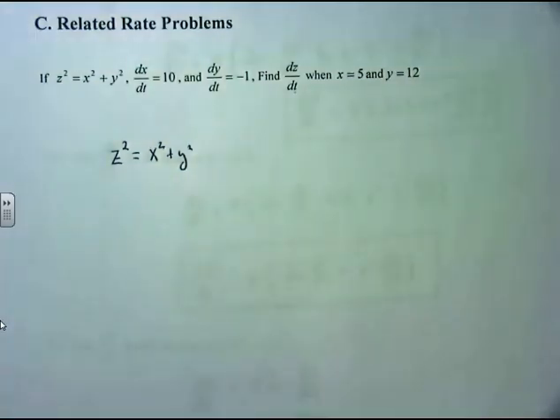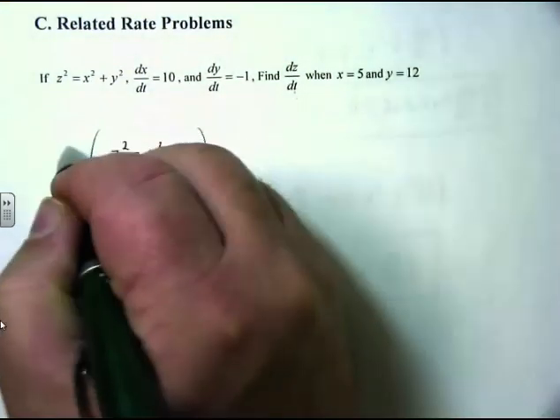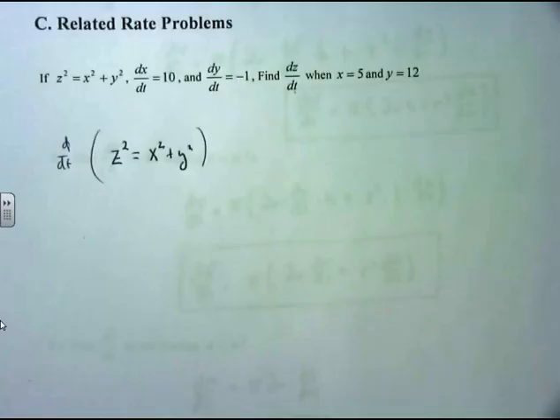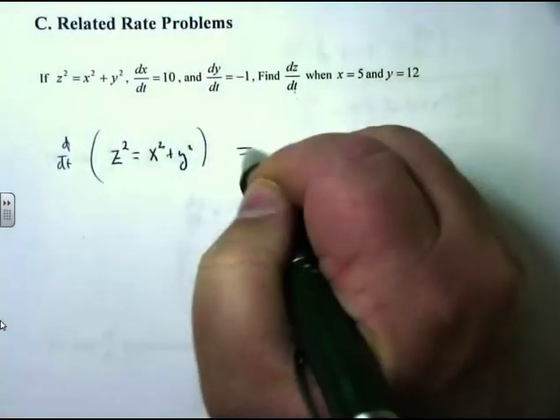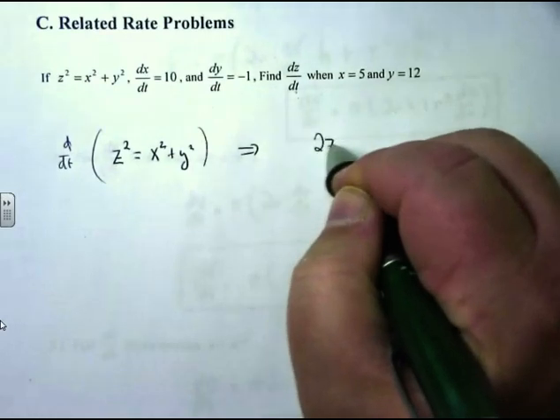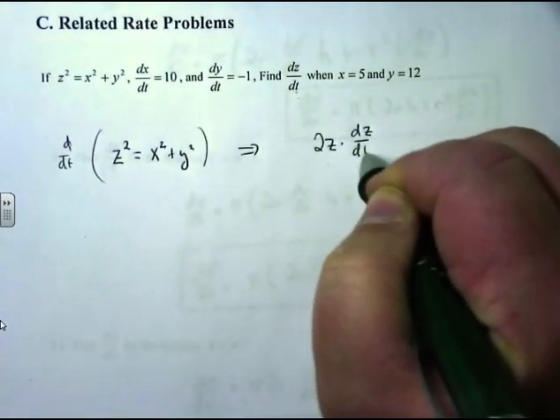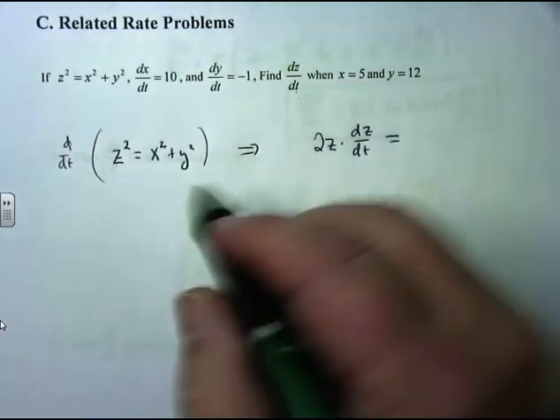But z squared equals x squared plus y squared. Since I want to find dz/dt, I'm going to take the derivative of my equation with respect to time. This is going to give me, well, let's see here. The derivative of z squared would be 2z, but every time I take the derivative of a variable, I'm going to tack on that times d variable, dz in this case, dt, equals, what's the derivative of x squared?